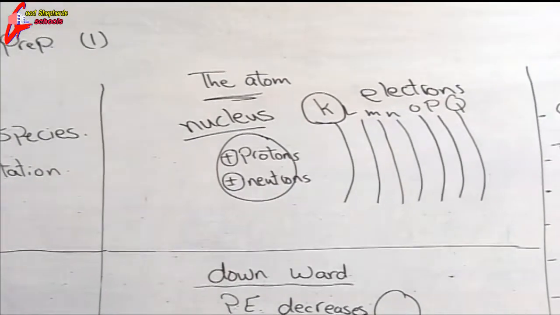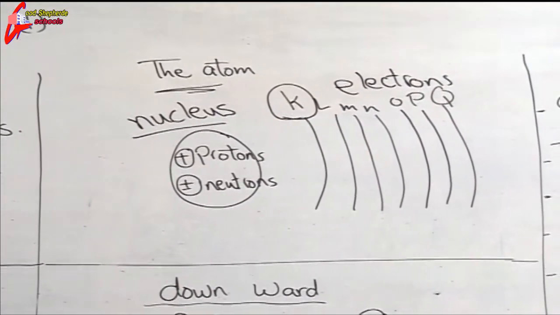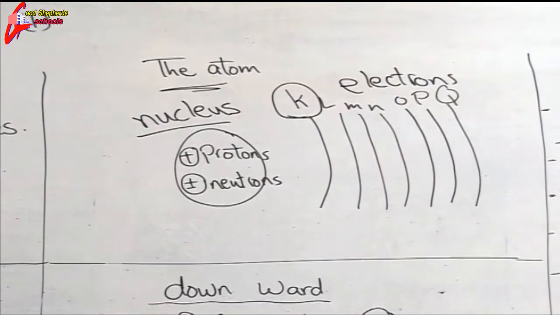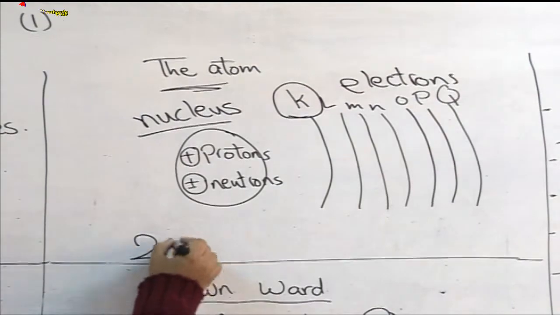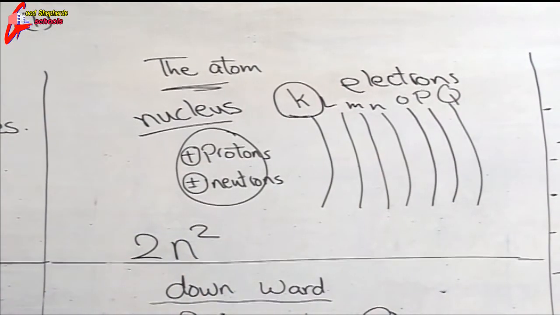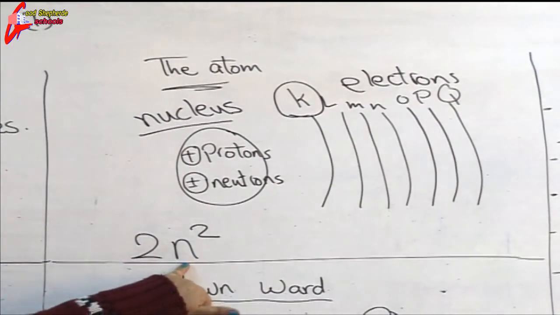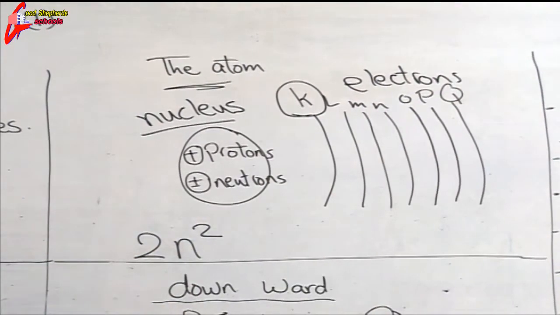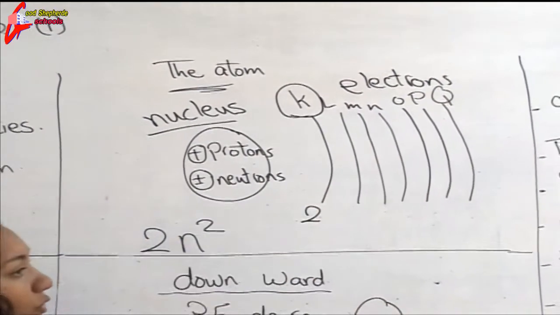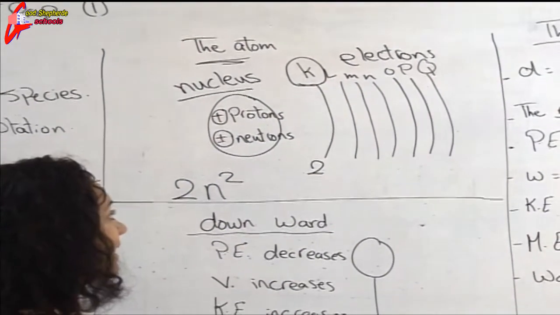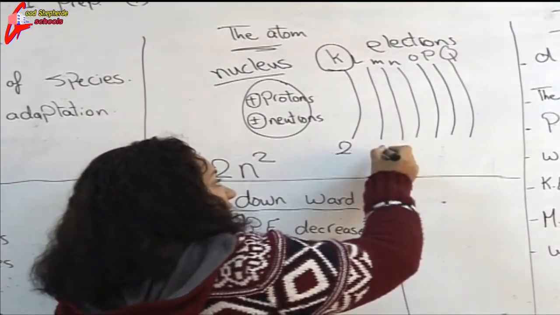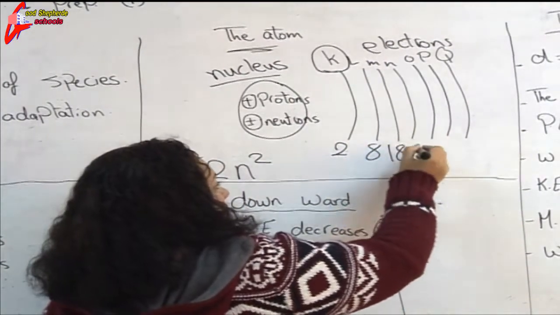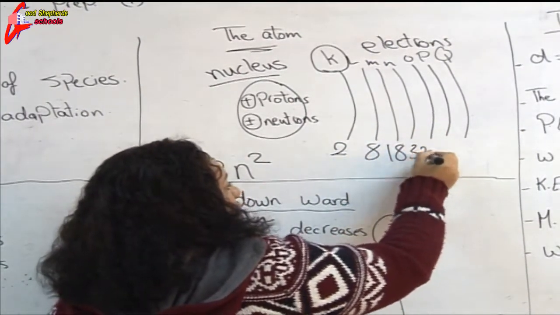Each energy level carries a certain number of electrons according to the relation 2n squared, where n is the number of the energy level. So the first energy level carries only 2 electrons, the second carries 8 electrons, the third carries 18, and the fourth carries 32.